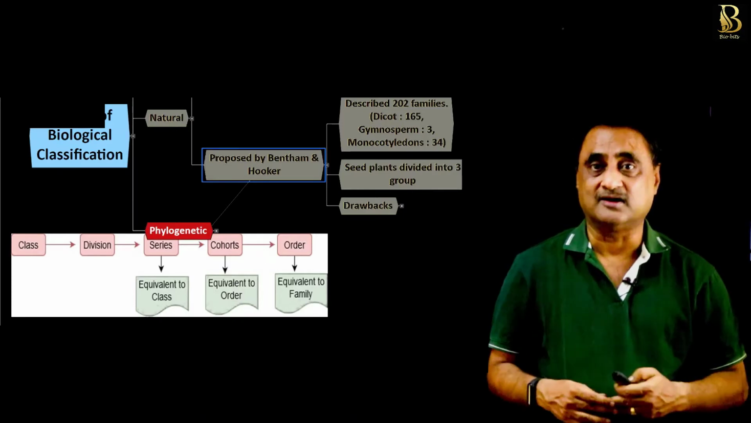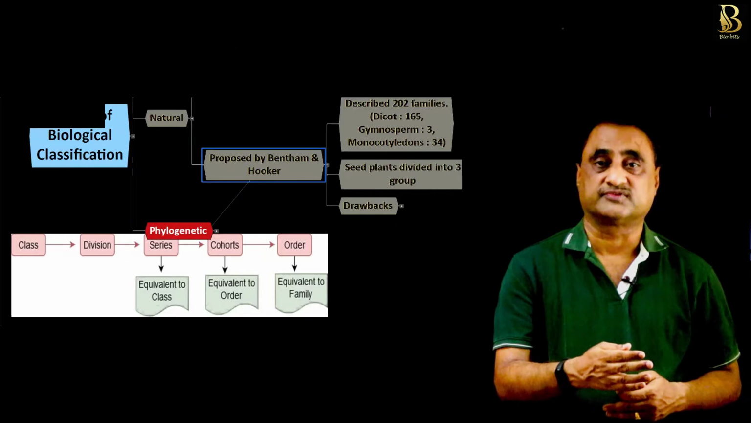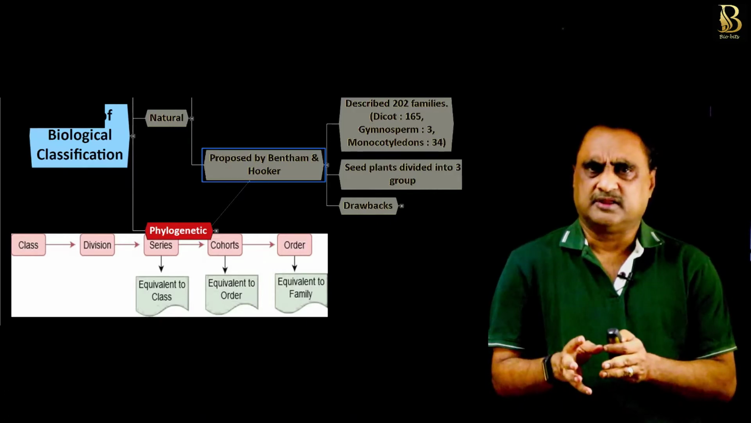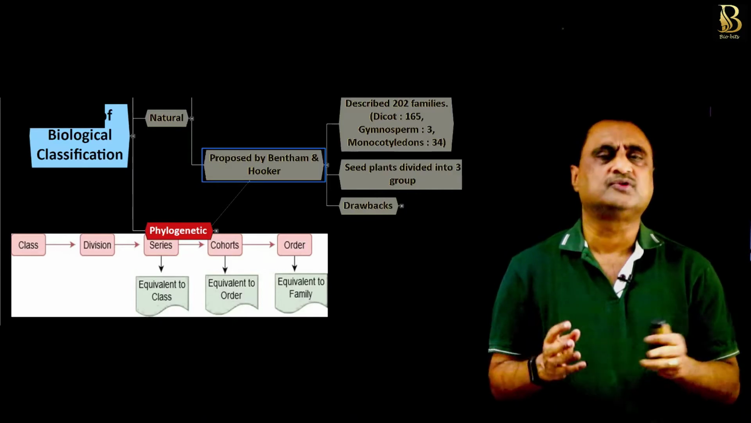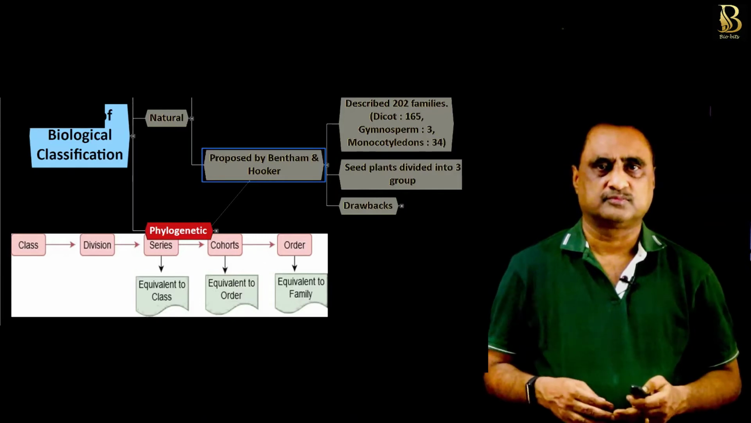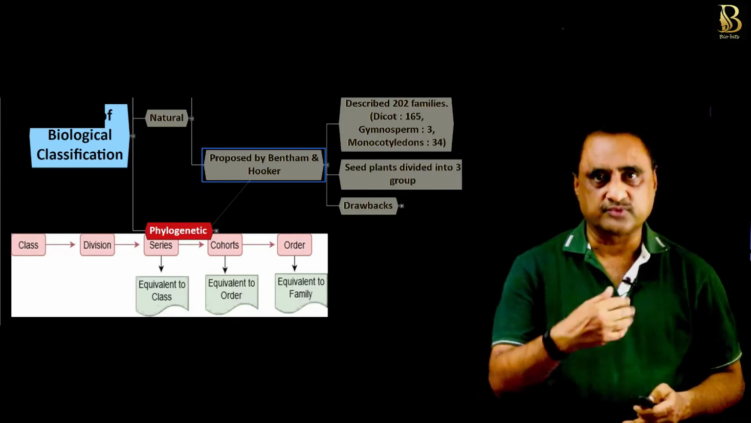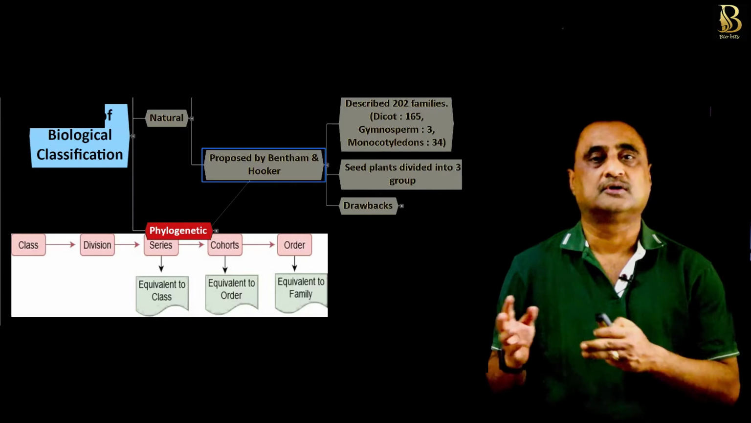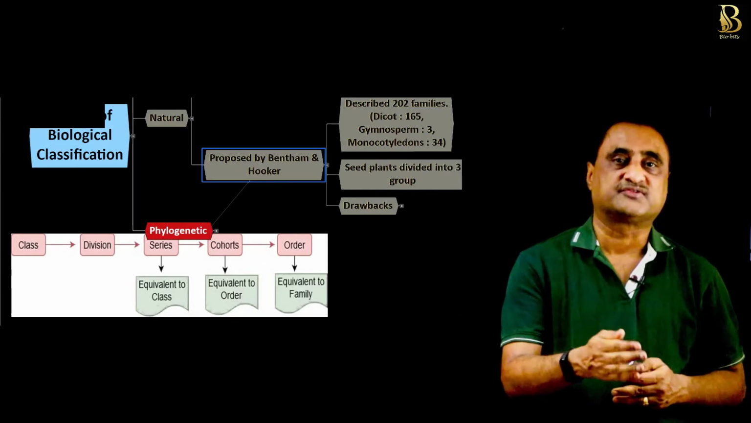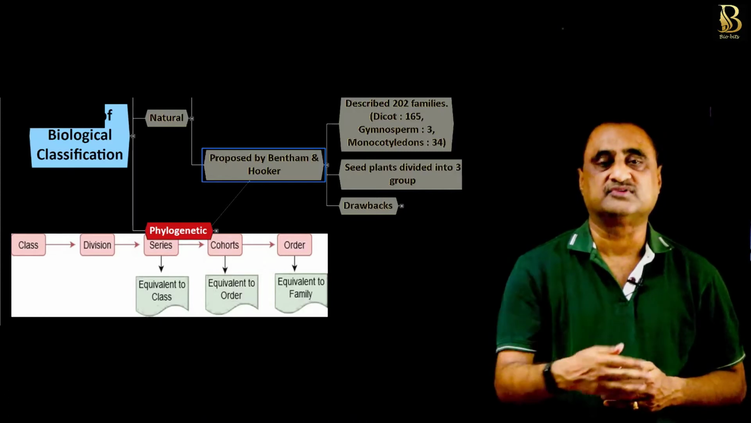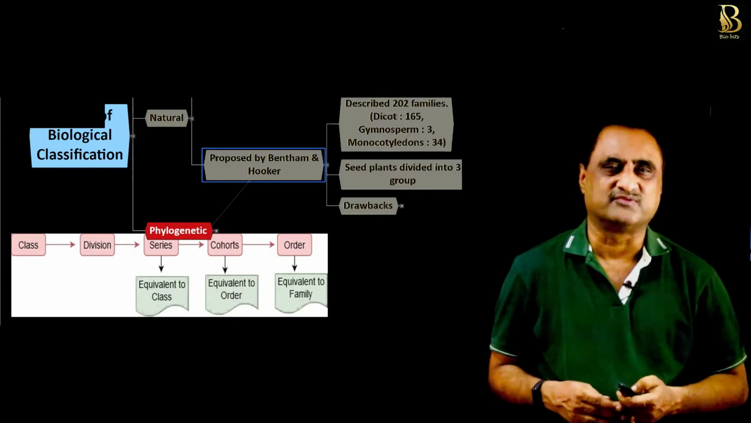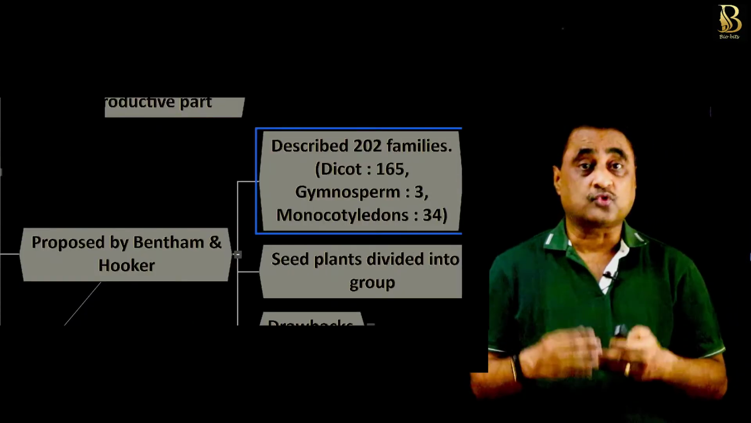Mind it, even in India, we used to follow the Bentham and Hooker system of classification. Here, I would also like to tell you that in the entire world, there are primarily two systems: one, the phylogenetic system, and second, the natural system. In all the Commonwealth countries, including India, we follow the natural system. But in the United States, Canada and these countries, the phylogenetic system is followed. Why? Simple, it's a convention.